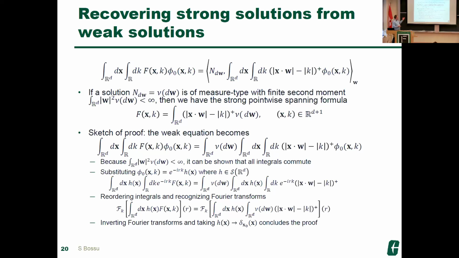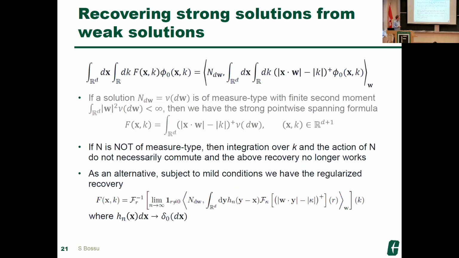But essentially, if the solution turns out to be a nice measure-type function, then we coincide with a strong spanning, and we get some identities here. If it's not measure type, then the integration over k and the action of n do not necessarily commute, and so we cannot do that. But we have a regularized expression where we can have pointwise payoff. But then it gets a little bit harder, and we do use some Fourier transforms and so on in order to get some kind of regularized expression for the decomposition of f into basket calls and puts.